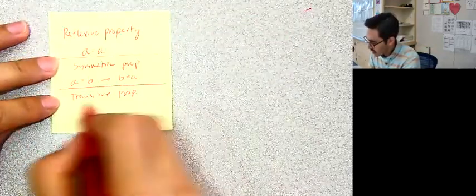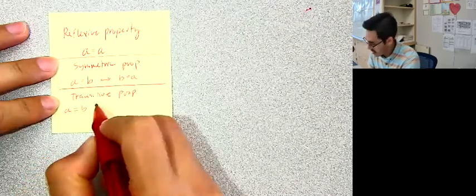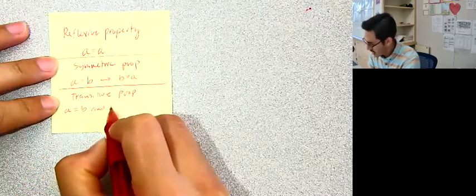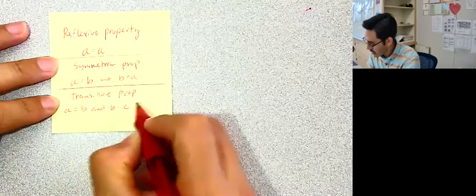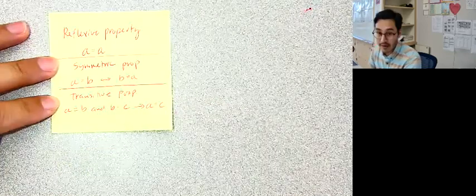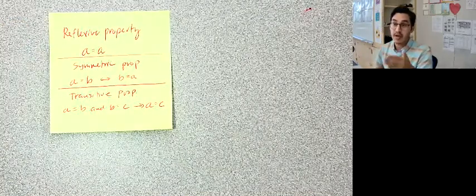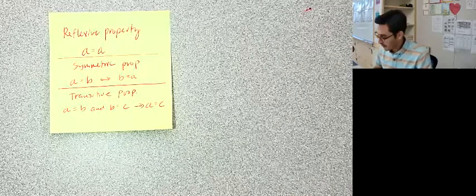So in the transitive property we say one thing is equal to a second thing, and then that second thing is equal to a third thing. Therefore, the first thing and the third thing are also equal to each other, or the first and the last are equal to each other because they're both equal to the middle thing.